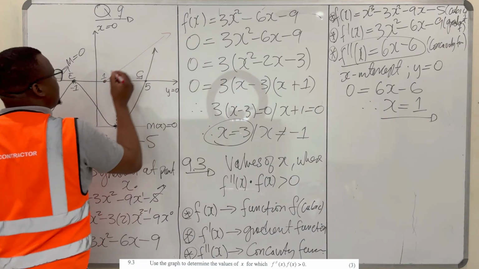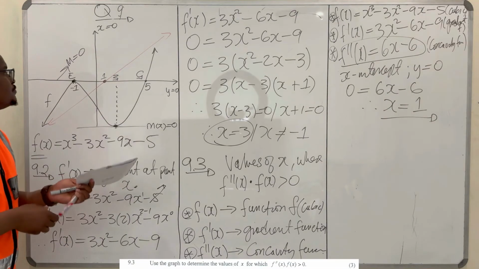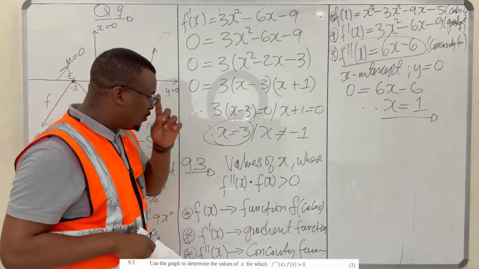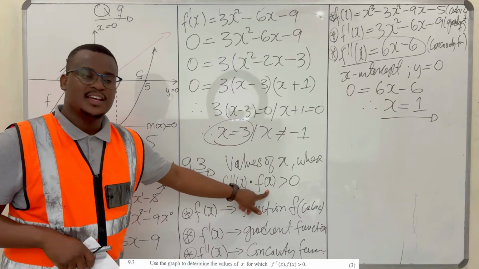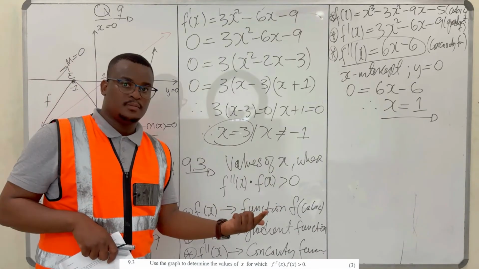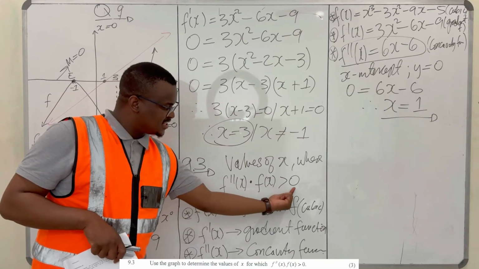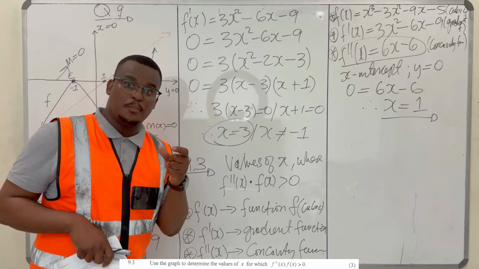Here it is up, here it is down, no problem. So what are you looking for? You want the values of x where the product of these two functions is greater than 0. If you're multiplying two functions like this and their product is greater than 0, what does it mean? It's either they're both negative or they're both positive.